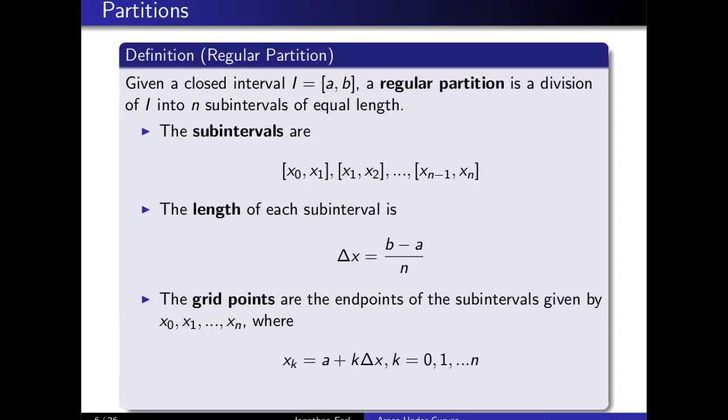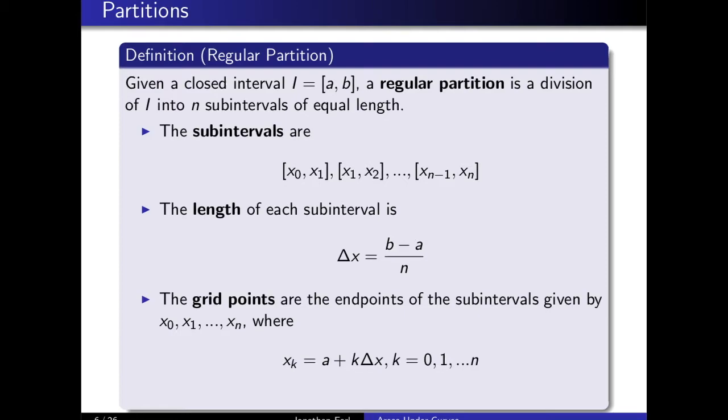Okay, so first we're going to define just a couple of terms. The first is that we have some interval a to b. We're going to divide it into a regular partition if we divide it into n subintervals of equal length. So what we just did was a regular partition of two subintervals. We divide the interval 0 to 1 into the intervals 0 to 1/2, 1/2 to 1. So here we would have subintervals x0 to x1, x1 to x2, and so on. The length of these subintervals is just given by the size of the interval divided by the number of subintervals. So for us, that would have been (1 minus 0) over 2. Our intervals had length 1/2.